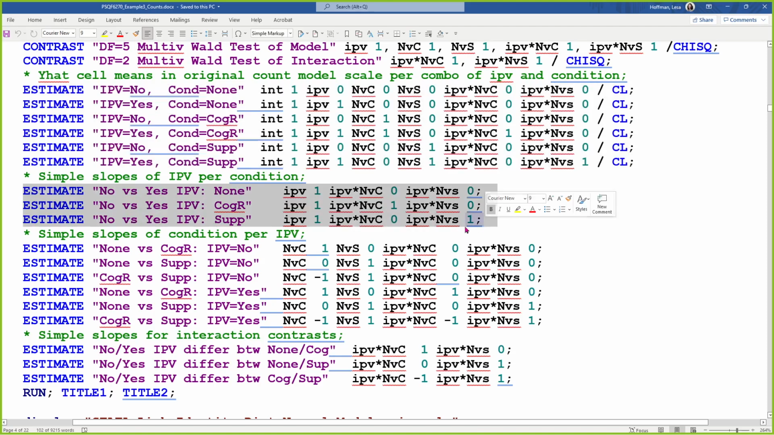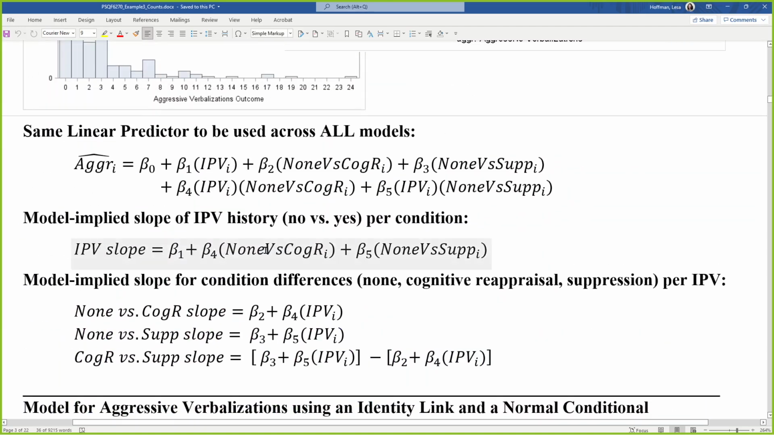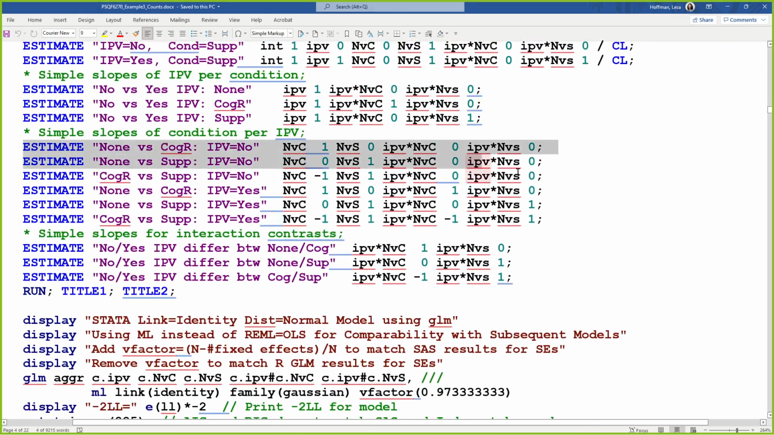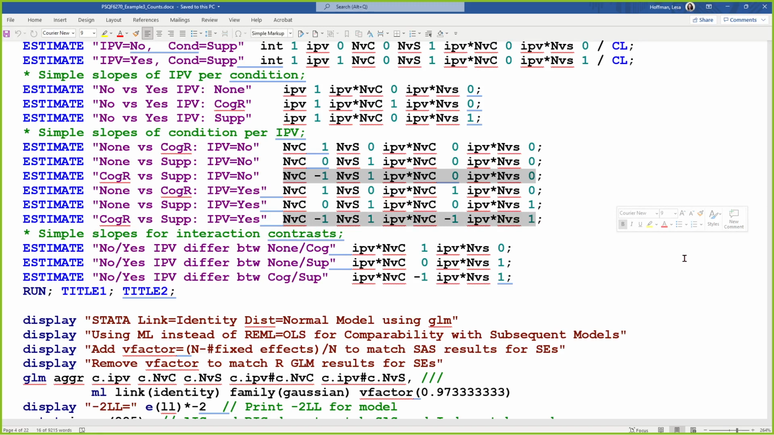Likewise, simple slopes of IPV, and the equations up here are what I'm using to create these. So the effect of IPV is a 1 to start with, and then the zeros go with which condition we want the effect of IPV in. Likewise, in reverse, we have condition differences as the thing we're trying to estimate, and then for which IPV group we want it. If we're talking about IPV yes, then the interaction terms turn on. And the tricky ones are right here. The contrasts that are implied by the model, those are where you do the -1, 1 combinations to get cognitive reappraisal versus suppression, given that neither of them is the reference group.